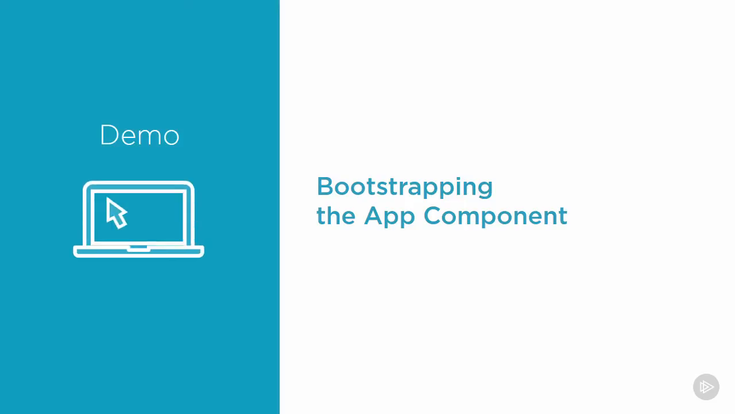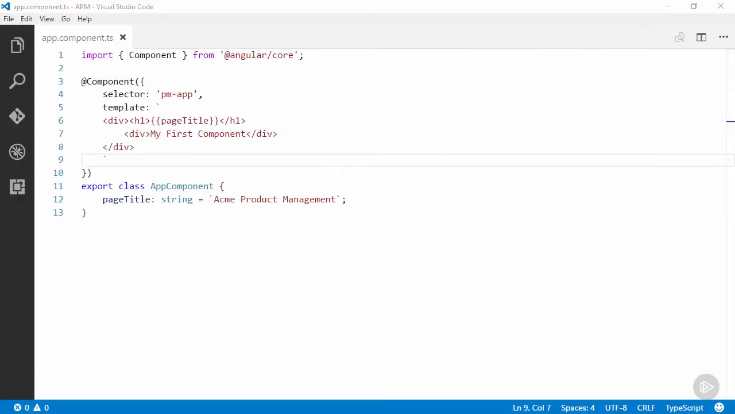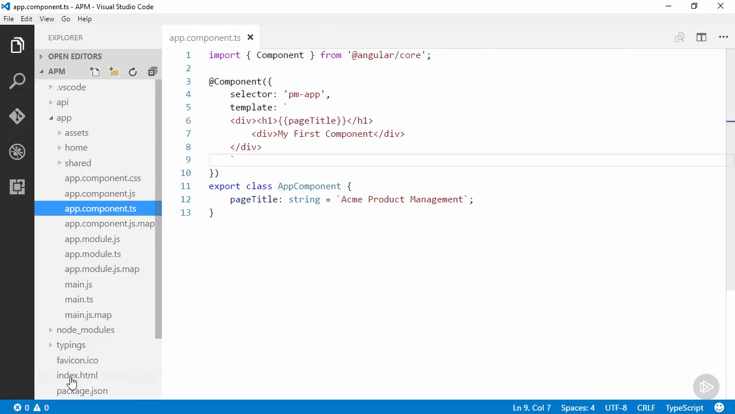In this demo, we'll set up index.html to host our application and bootstrap the app component to bring our application to life. Here we are back with our sample application exactly how we left it. Let's open the index.html file.